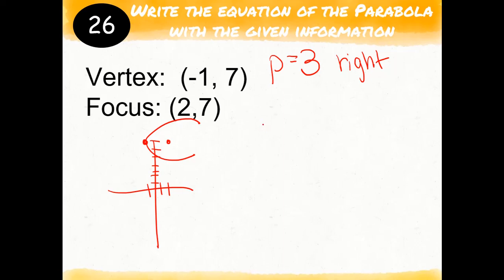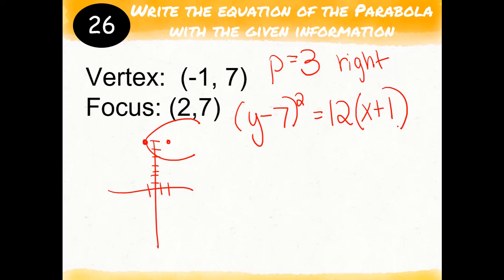Since it's right, that means I have to use a y squared, correct? So I have to go y minus, and it needs to be the y. Be careful, guys. That's a very common error. So I'm going to use 7 squared equals. Then I got to go 4 times my p-value, which would be 12. Then I'm going to check. It's not left, so it's going to be definitely a positive p-value. And I'm going to go x plus 1 to finish it off.